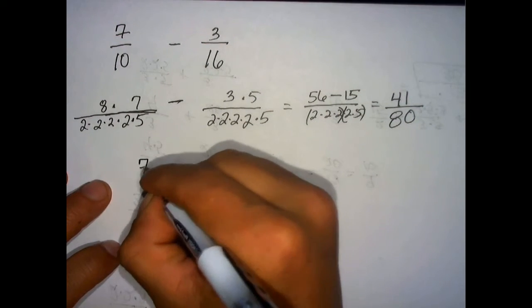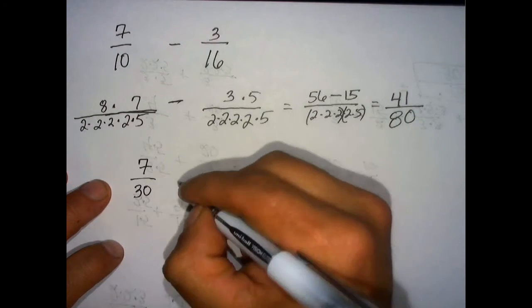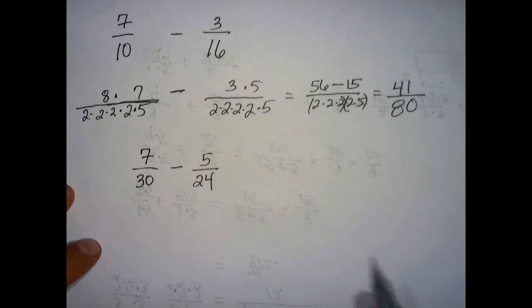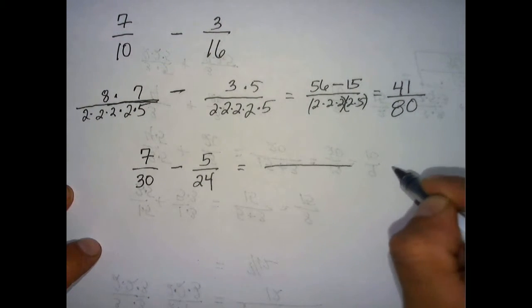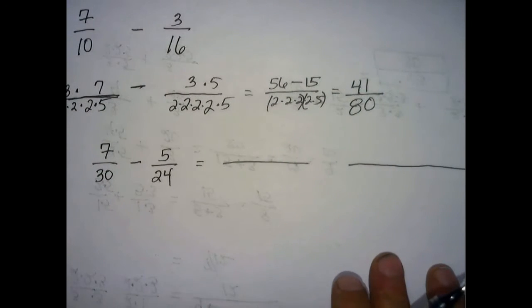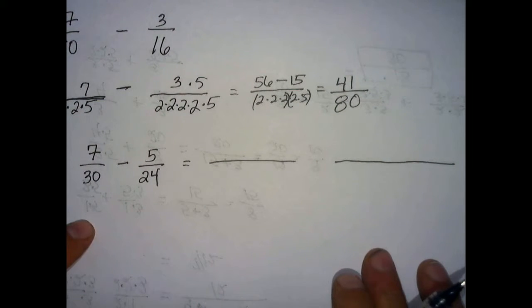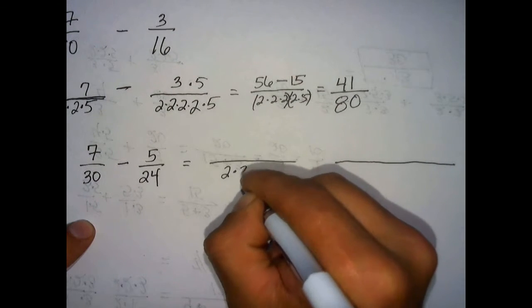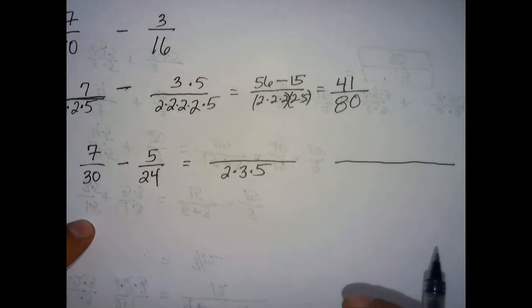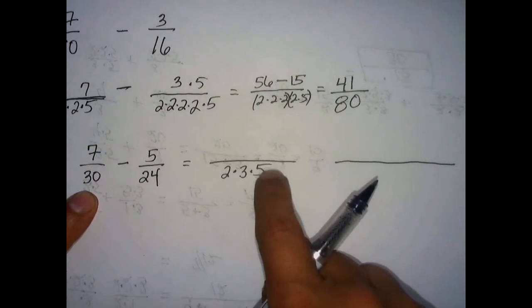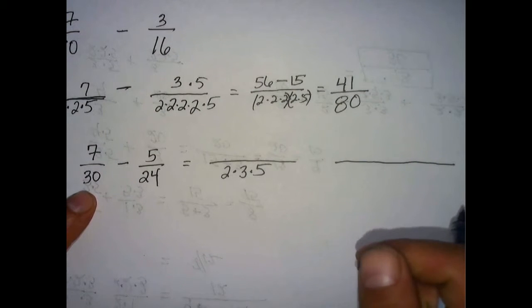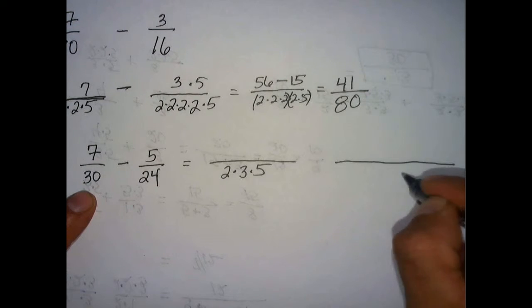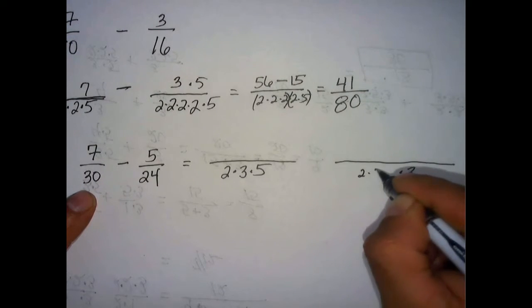7 over 30 minus 5 over 24. This one might be gross. Okay, 30 is 5 times 6, and 6 is 2 times 3. 24 is 8 times 3, and that's 2 times 2 times 2.